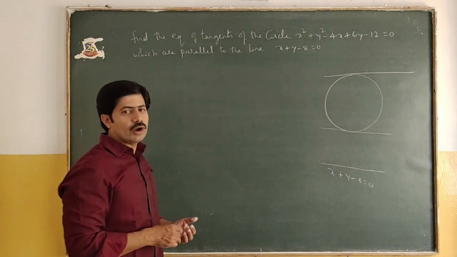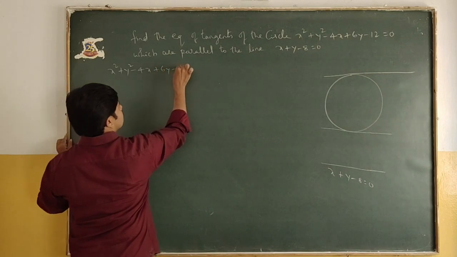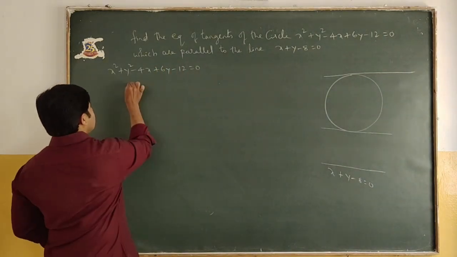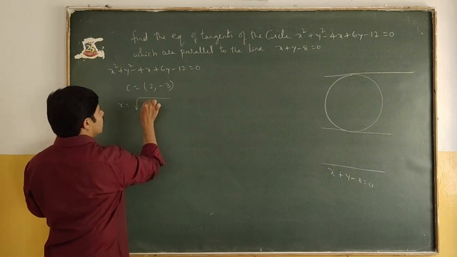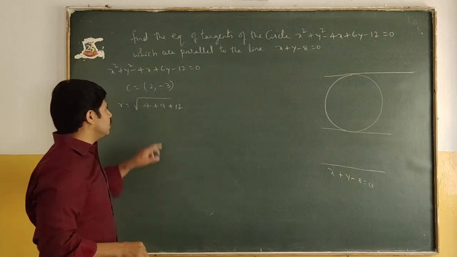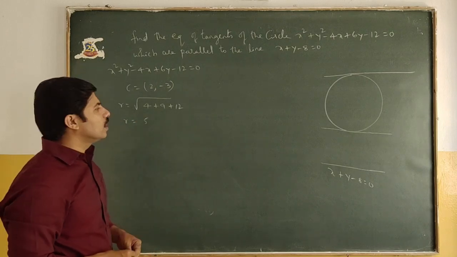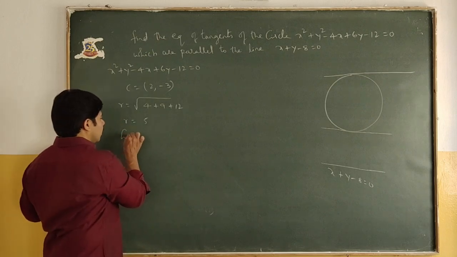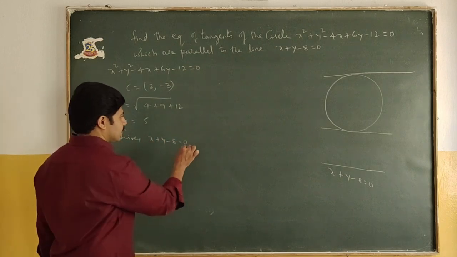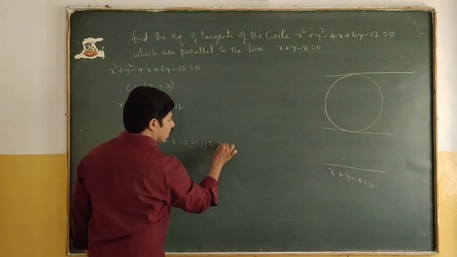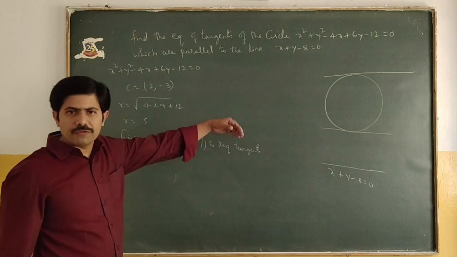So first, we find the center and radius of the circle. What is the equation of the circle? x squared plus y squared minus 4x plus 6y minus 12 is equal to 0. So, what is the center? It is 2 comma minus 3. And what is the radius? It is the square root of g squared plus f squared minus c. So r is equal to 5 units. Now, the line x plus y minus 8 is equal to 0 is given as parallel to the required tangents. Required tangents means those tangents we have to find.